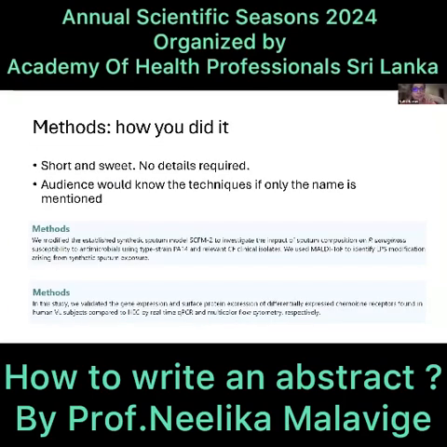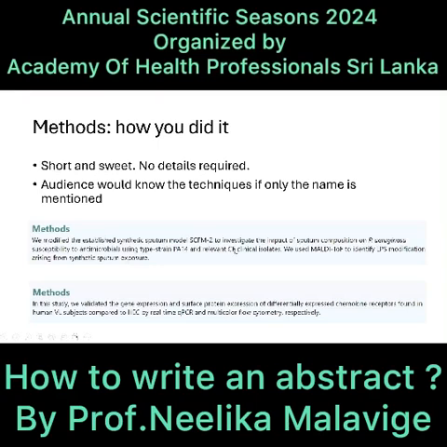Now methods is again short and sweet. No details are required. People usually know what you're talking about. So you don't have to describe the techniques, just name the techniques. Here are the methods, and another example: we modified the established synthetic sputum model SCFM2. If you don't know what the synthetic sputum model SCFM2 is, too bad, Google it. If the reviewer doesn't understand this established model, they're supposed to Google it.